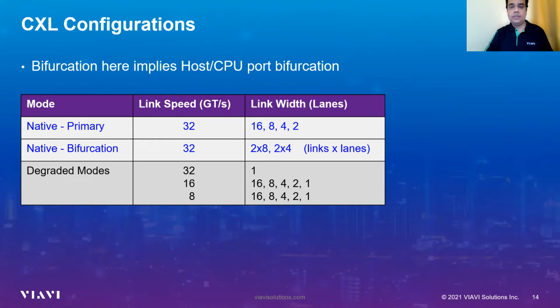Then there's the degraded mode of operation. And in my opinion, these are really intended mainly for debugging, the customer's 32 gig port at 1 lane each. There is also 16 gigatransfers per second at 16, 8, 4, 2, or 1 lane. So there may be some product opportunities there, but as of now, it is mainly used for product bring-up.